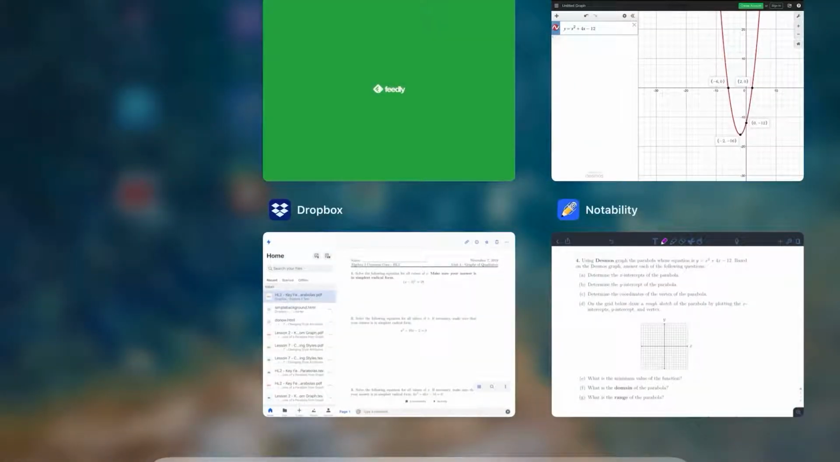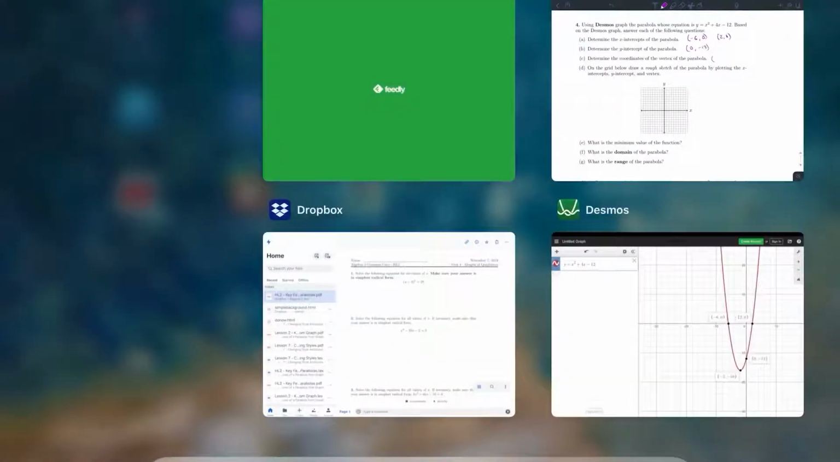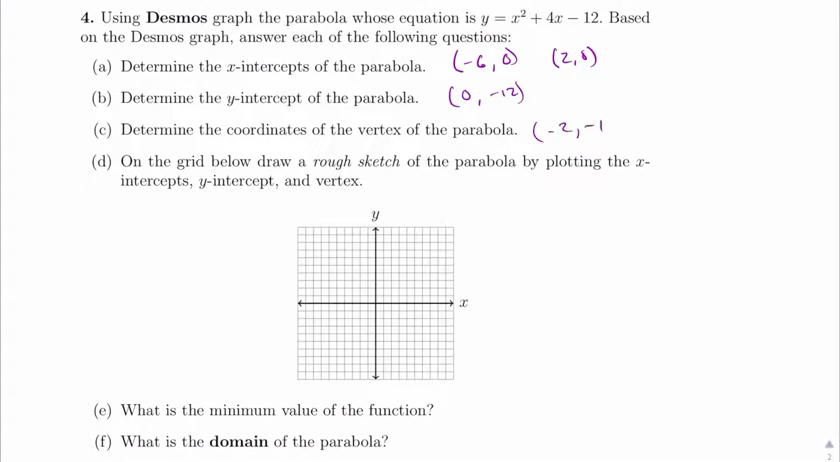So now the hard part for me is to remember this as I switch over to the app where I take notes. So it looks like the x-intercepts were (-6, 0) and (2, 0). The y-intercept was (0, -12). The vertex was, oops, I don't remember that one. (-2, -16). And this actually allows us to plot a rough sketch of the graph.